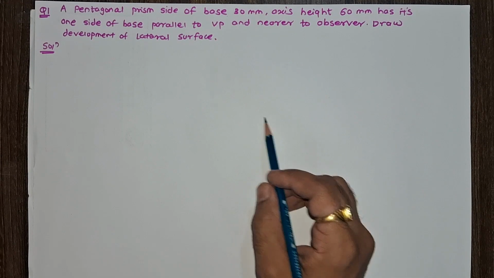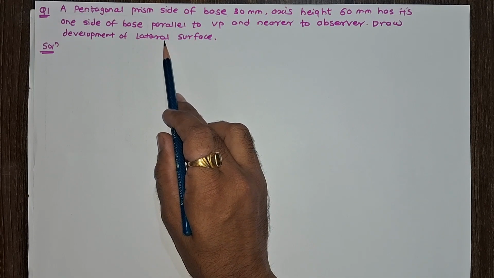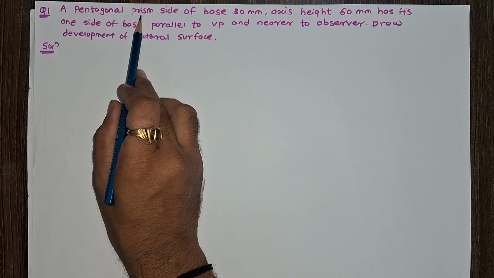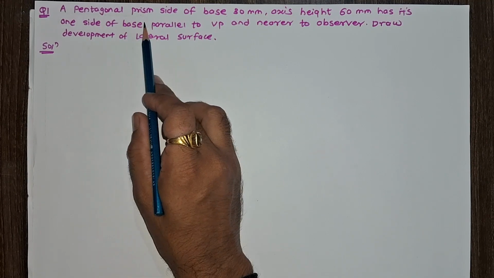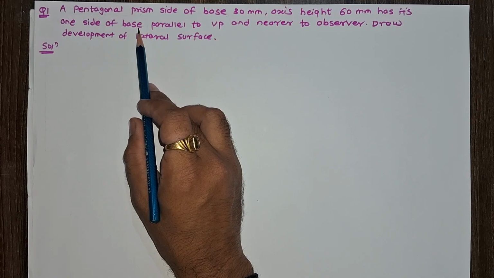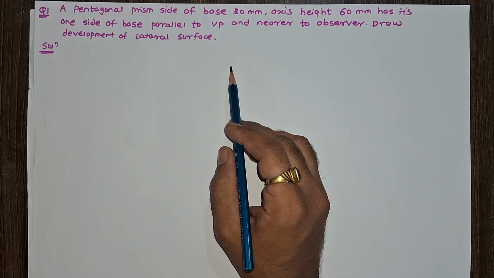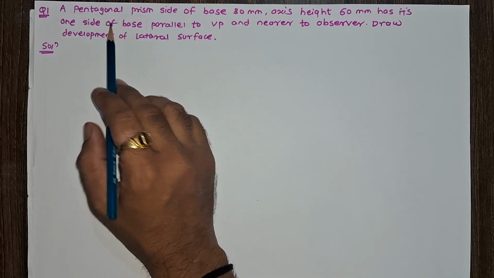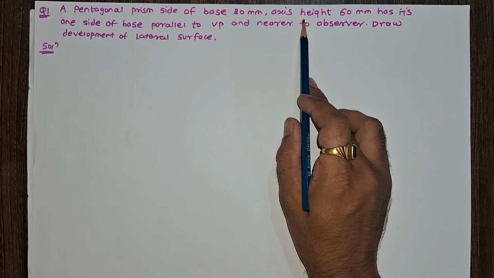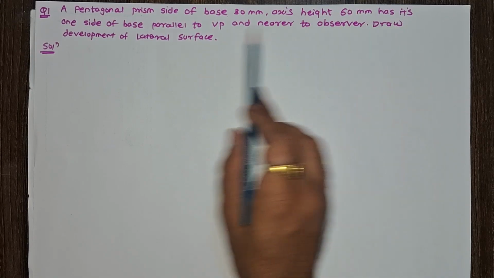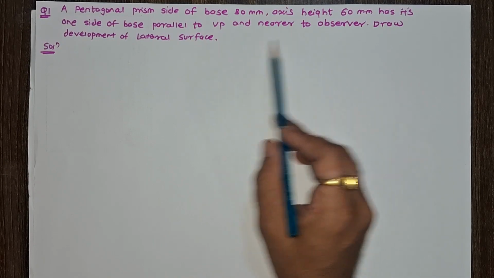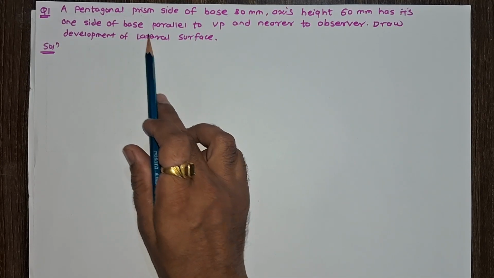Now, today we are going to solve a problem based on pentagonal prism. So it is a standard solid. This pentagonal prism consists of two pentagonal planes, and these two pentagonal planes are bounded by five rectangular planes. So here is the problem statement. A pentagonal prism, side of base 30 mm, axis height 60 mm, has its one side of base parallel to vertical plane and nearer to observer. Draw development of lateral surface of pentagonal prism.